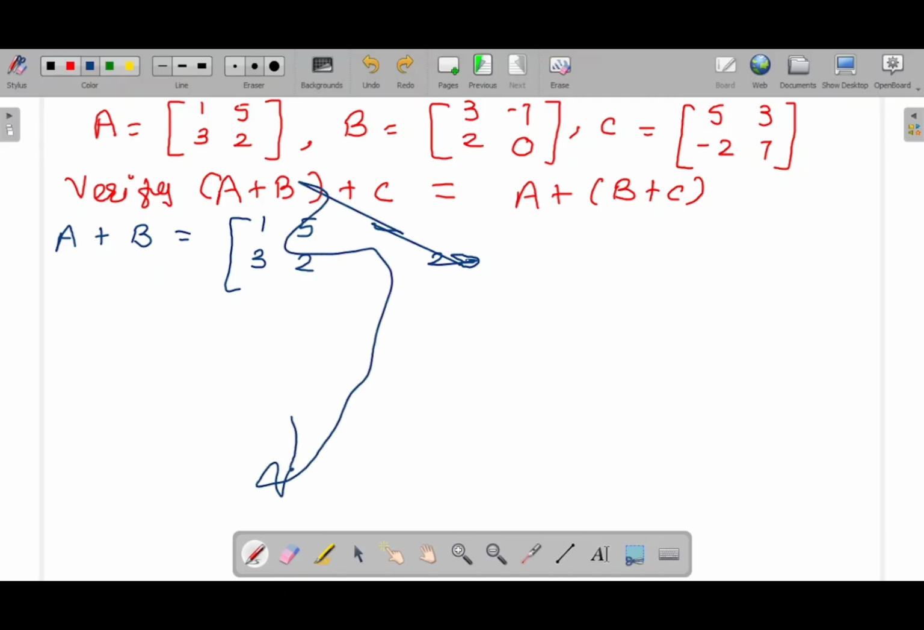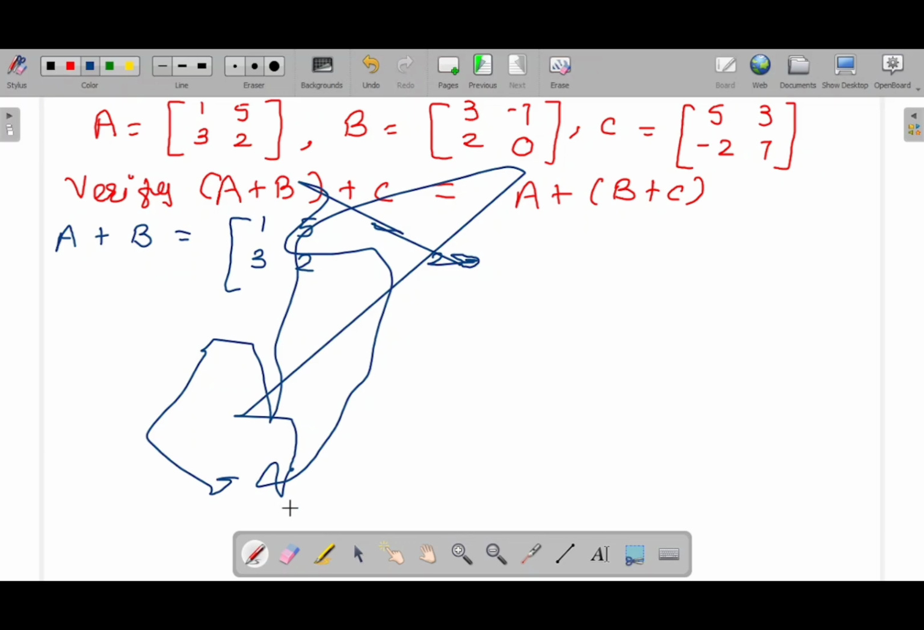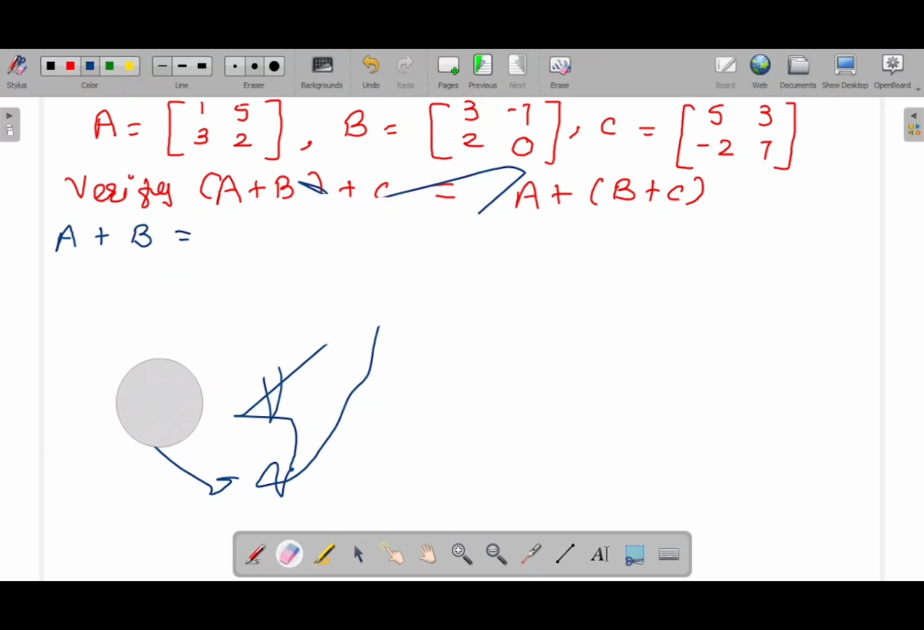Let me use this eraser here. Just a minute. Let me erase this entire portion. Yes. Okay, let's go ahead.